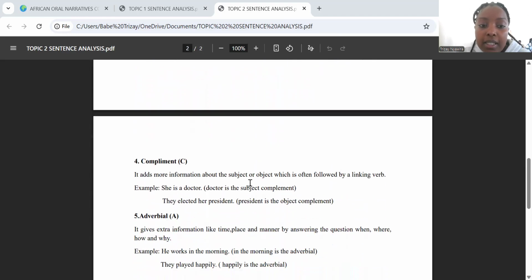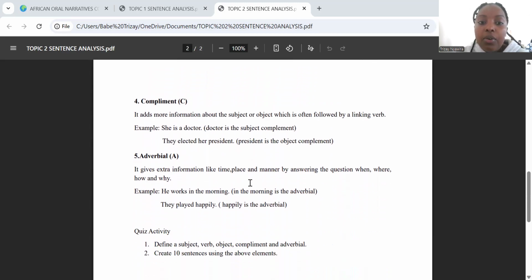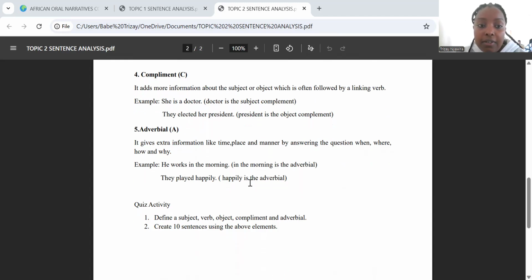Our next element is the complement. It adds more information about the subject or object, and is often preceded by a linking verb. For example, she is a doctor. Doctor is the subject complement. Or they elected her president. President is the object complement. It explains the occupation of a person or gives more information about a person. It complements the subject.